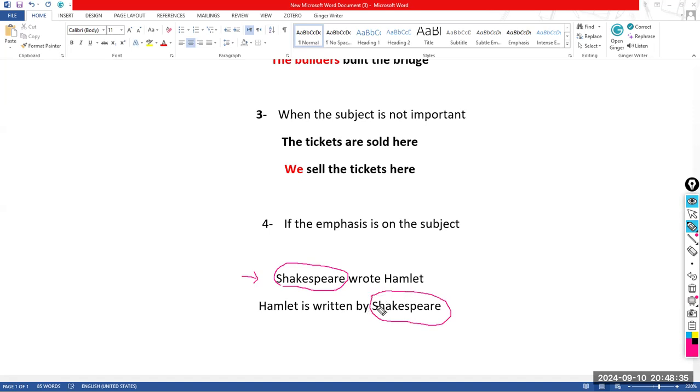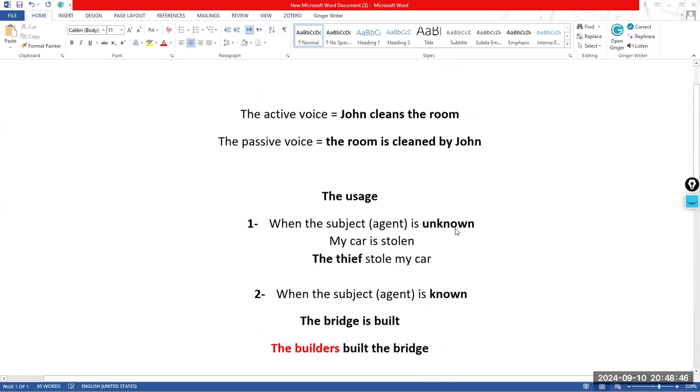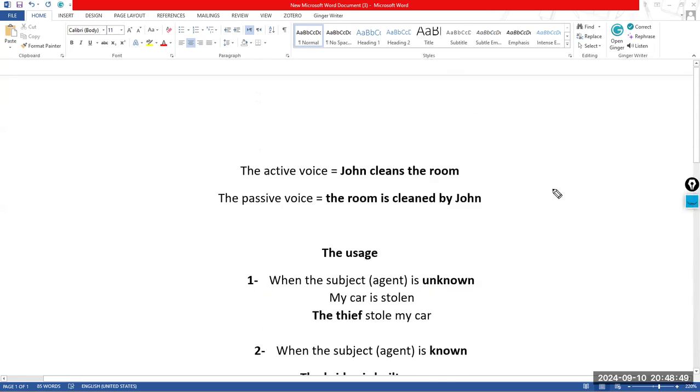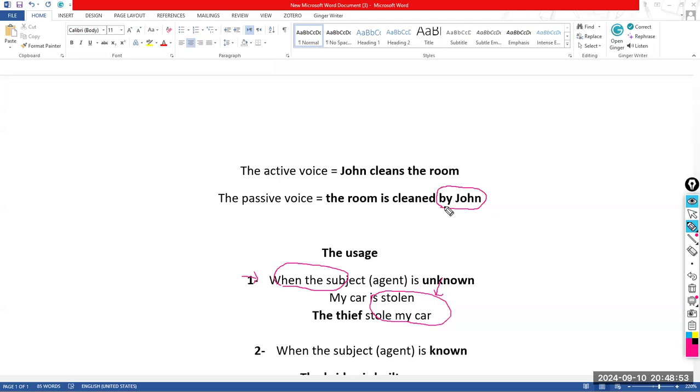So this is why sometimes it's not important to mention the agent, and sometimes it is very important. You told me, what shall I say, by John or no? If I want to focus on John, I have to say by John. But if I don't care about John, I don't care about the person who cleaned the room, I don't have to mention John. Okay? So these are the usages of the passive.